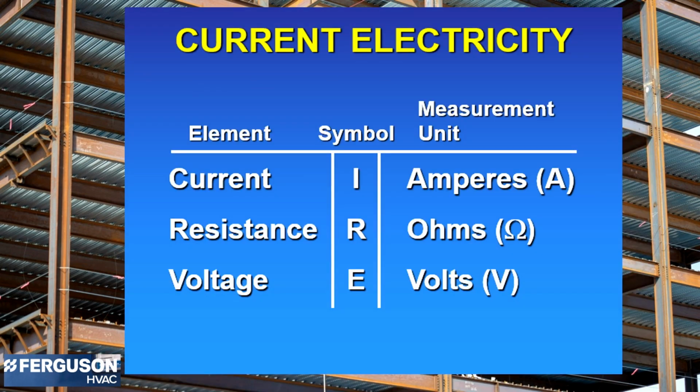As we stated previously, the symbols I, R, and E are used in Ohm's law. I is the current that is flowing through the circuit, and it is measured in amps. R is the resistance that is in the circuit, and it is measured in ohms. E is the voltage being applied to the circuit, and it is measured in volts.